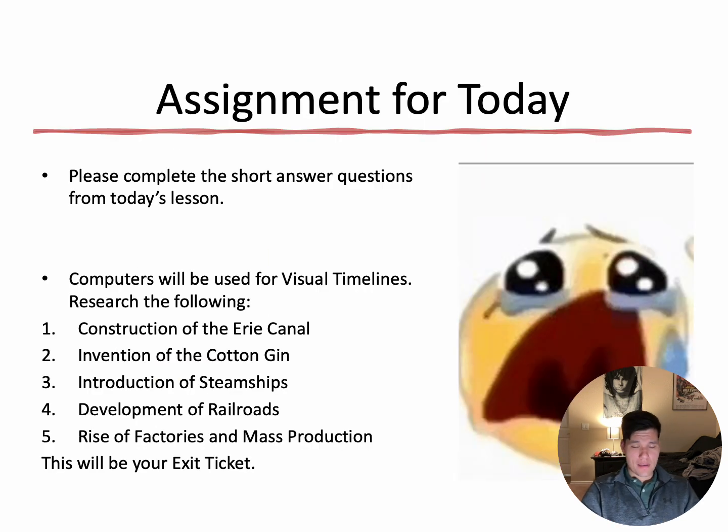This last slide is talking about the assignment for today. You will have short answer questions to answer from today's lesson. Then we'll have a second part where you can take out your laptops and do some research, as you're going to be making a visual timeline. As mentioned on the bottom, you have to do items 1 through 5, and that will be your exit ticket as well. Pretty easy, short day: notes, quizzes, and the assignment, pretty much a normal day in AP US History.